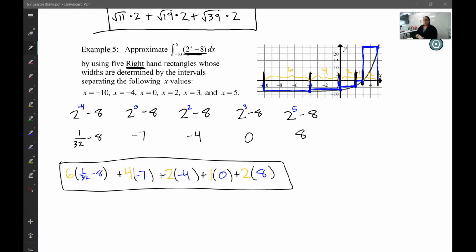This is what you should get. If this is not what you got, please look over what I've done so that you can see and figure out where you went wrong. One thing that may have happened is you used the wrong ones. We wanted a right-hand Riemann sum, so these should end up being the values we plug in because they're right. So negative 4, 0, 2, 3, 5. So these are the heights of all our rectangles. And then I do height times the width. So I found the width of all the rectangles.